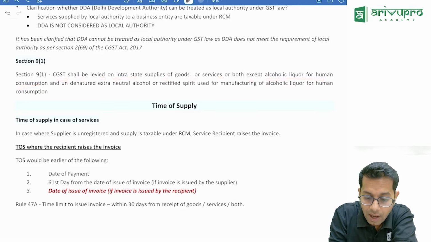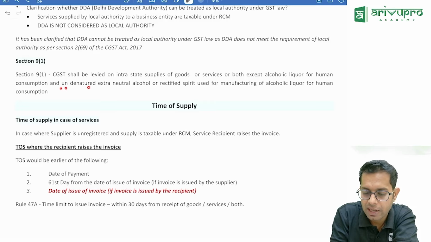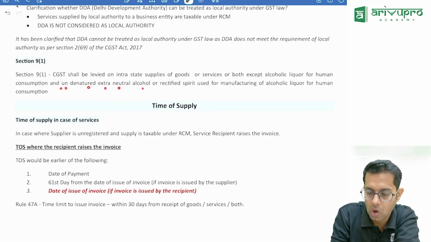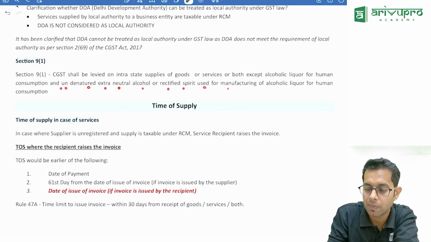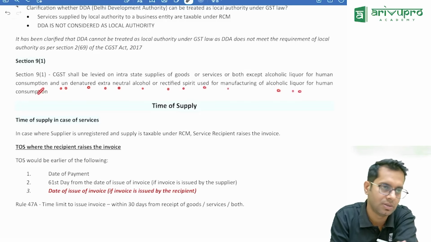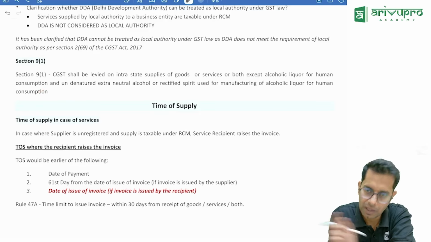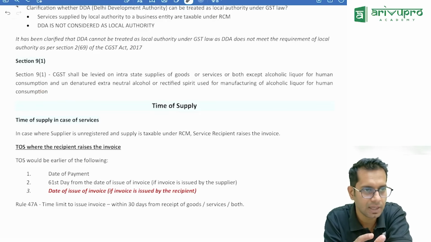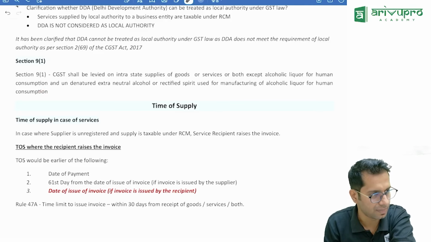And undenatured extra neutral alcohol or rectified spirit used for making alcoholic liquor for human consumption. So for making alcohol, they add something else also. On that also GST is not applicable. They have added.